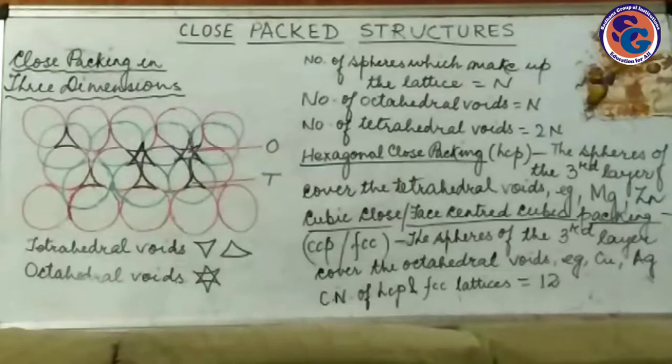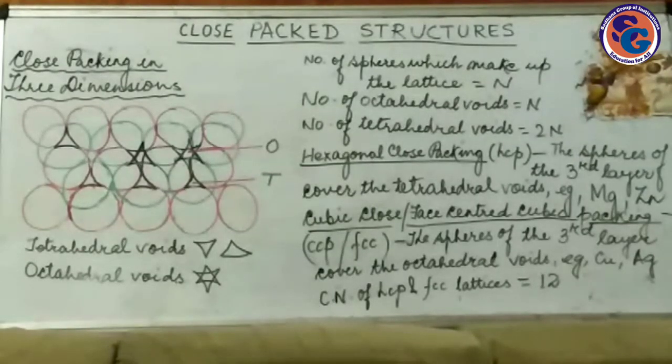The spheres, the red ones or the green ones, actually make up the lattice. The number of spheres which make up the lattice is equal to the number of octahedral voids which are formed. Let the number of spheres which make up the lattice be represented by capital N. Then the number of octahedral voids will also be N.